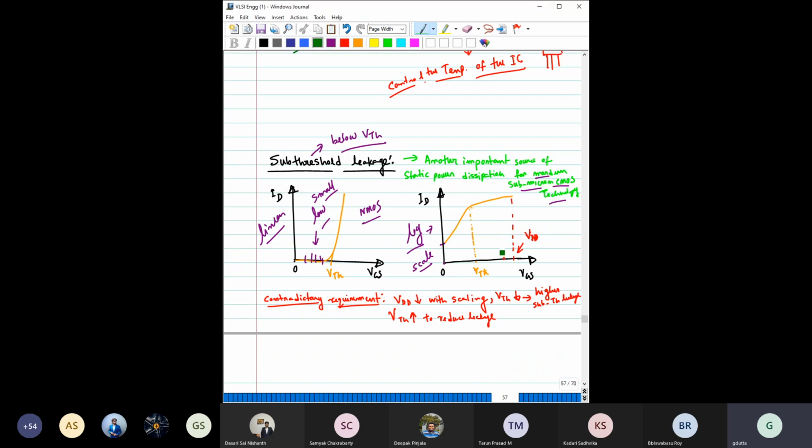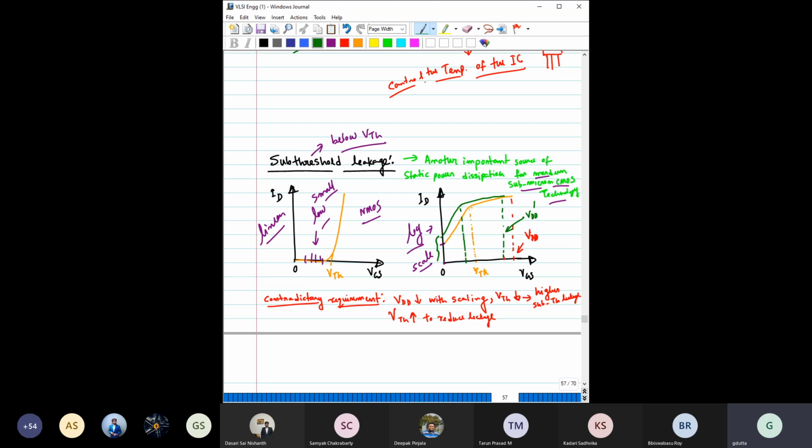When this VDD is reduced, to get a good overdrive, overdrive means VGS minus VTH, you should also reduce this VTH. So VTH also you have to reduce. Say the same curve you want to replicate, but you want to shift it towards the left side, right? Then you will get a characteristic which would probably look something like this, with a lower VDD. So when you are scaling the device, you have to scale this VDD. When you scale this VDD, you have to also scale the threshold voltage.